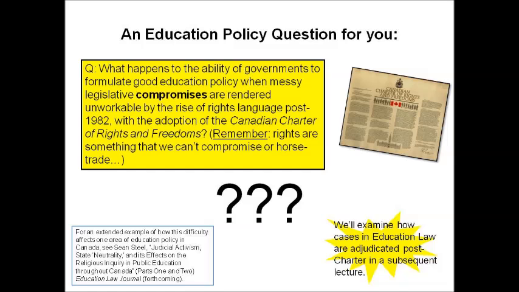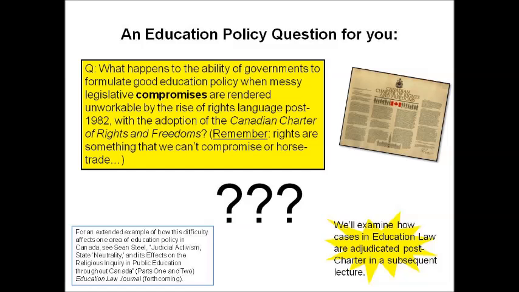And down below here I said, for an extended example of how this difficulty affects one area of education policy in Canada, you can see an article I wrote called Judicial Activism, State Neutrality, and its Effect on Religious Inquiry and Public Education Throughout Canada. It's going to be in 2 parts, and it'll be appearing shortly in the Education Law Journal.